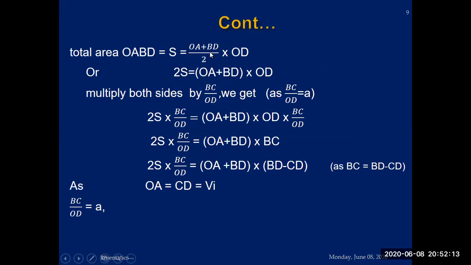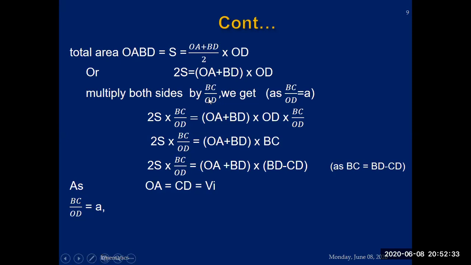S is equal to (OA plus BD) divided by 2, multiplied by OD. You put the values: 2S. This 2 is divided here, so it is multiplied to the other side. Again, you get (OA plus BD) multiplied by OD. Simply, you have to put the values. First, you simplify it to get rid of OD. You have divided and multiplied both sides.